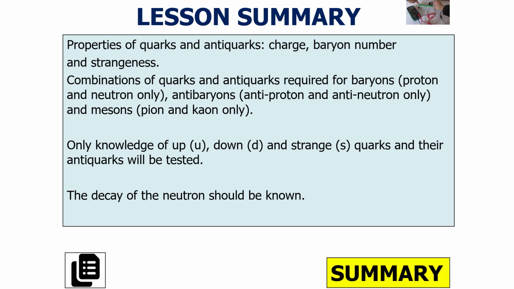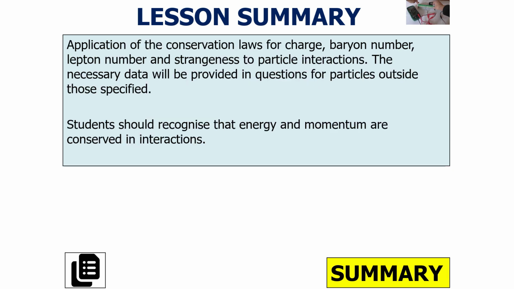Combinations of quarks and antiquarks are required for baryons, antibaryons and mesons, and the decay of the neutron should be known. And we have applications of the conservation laws for charge, baryon number, lepton number and strangeness to particle interactions, and you should recognise that energy and momentum are also conserved.